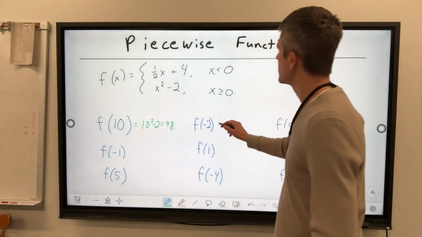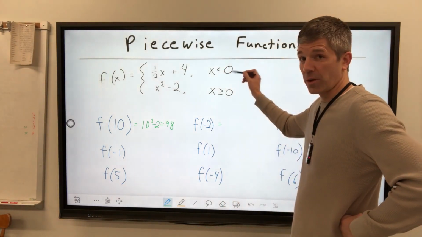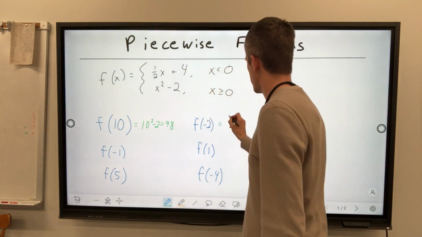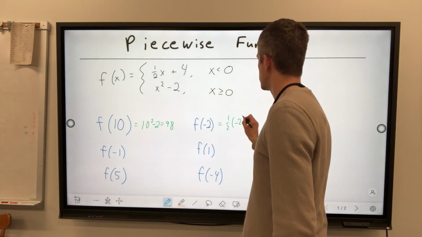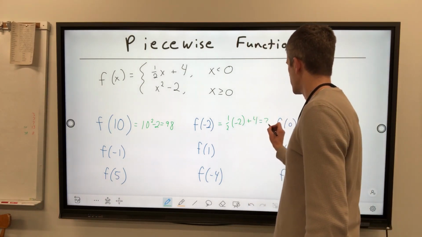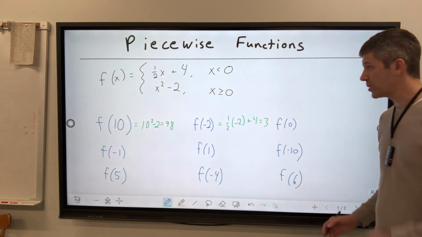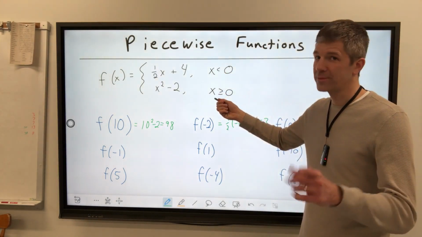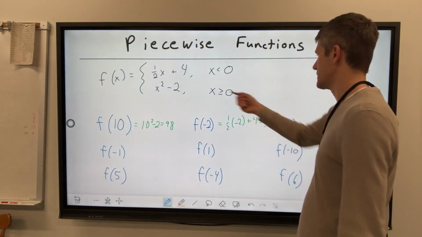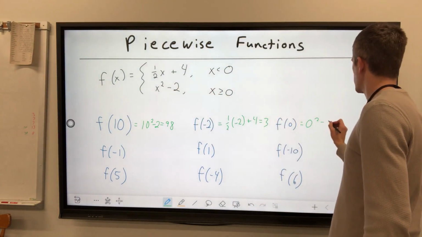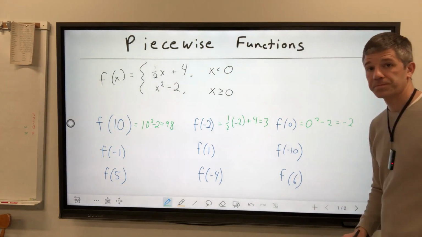Second problem. F of negative 2. Negative 2 is less than 0, so I plug it in here. So I'm going to have 1/2 times negative 2 plus 4. That would be negative 1 plus 4, which is going to give me 3. Okay? F of 0. 0 is not less than 0. 0 is greater than or equal to, it is equal to 0. Therefore, I go here. So 0 squared minus 2, which is going to give me negative 2.